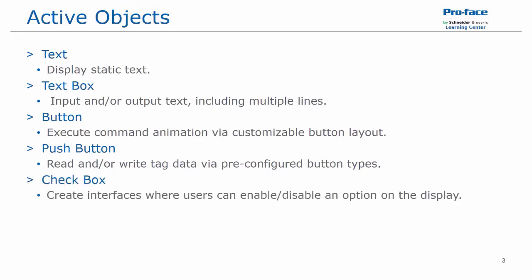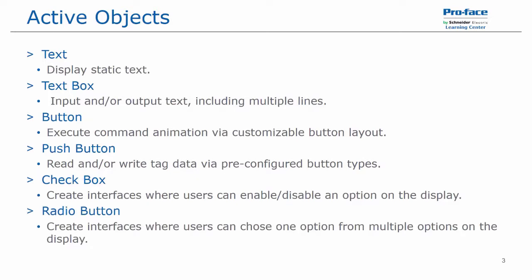And then the checkbox allows you to create interfaces where the users can enable or disable multiple options from a list. And a radio button is similar to a checkbox, only it is intended to allow a user to choose a single option from a list of options. So the checkbox and radio button, when we look at them, they're configured the same way. It's just their intention is different.